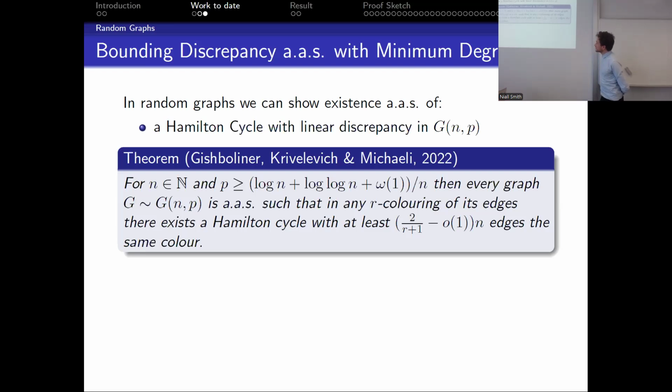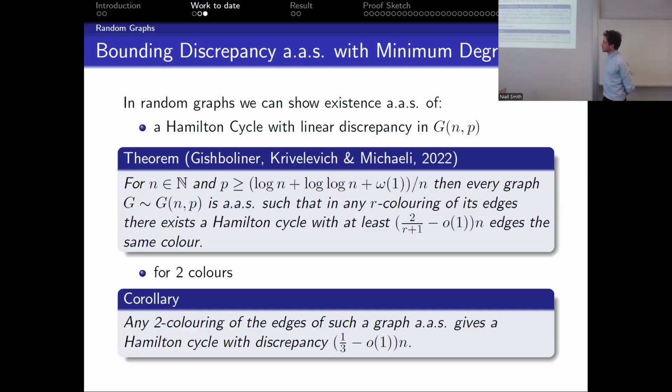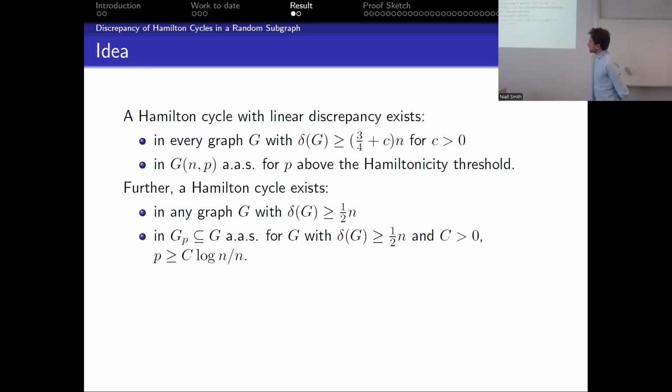Not exactly in the language of discrepancy, but you can translate it very easily. For r equals 2, you've got essentially 2/3 of the edges the same color, and then discrepancy is there. So this is what I've just said so far: a Hamilton cycle with linear discrepancy deterministically in every graph.